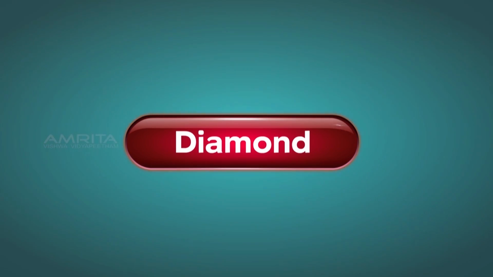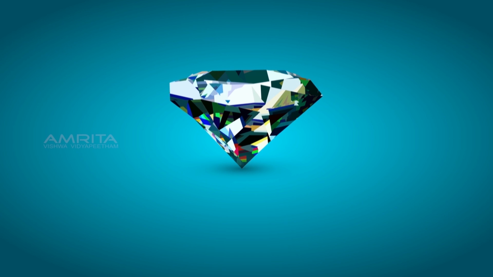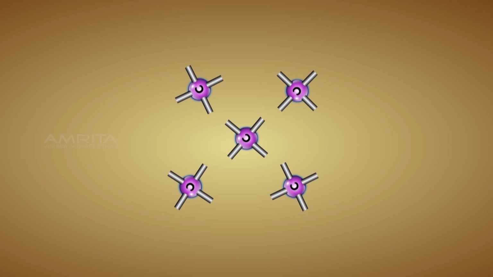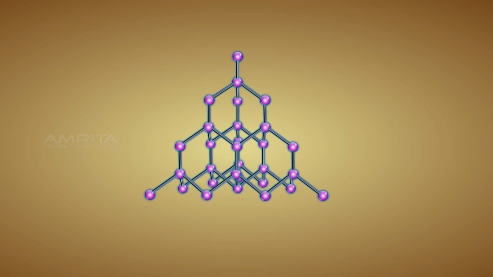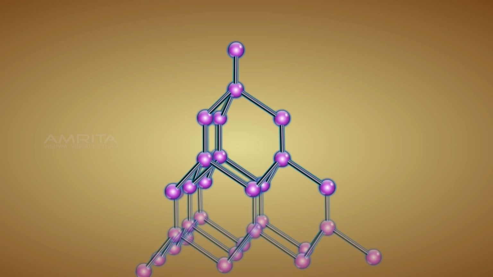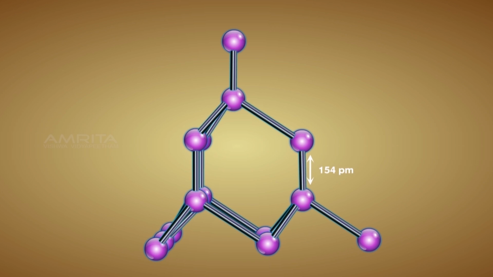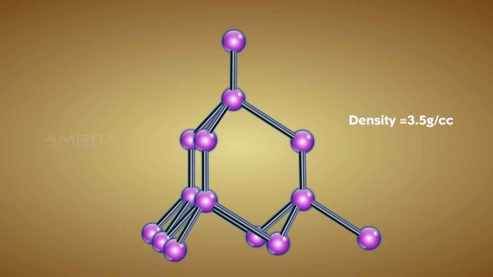Diamond. Diamond is the hardest crystalline form of carbon. In diamond, each carbon atom is linked to 4 other carbon atoms by covalent bonds forming a rigid three-dimensional structure. Each C to C bond length is 154 pm. Diamond's density is equal to 3.5 grams per cc.